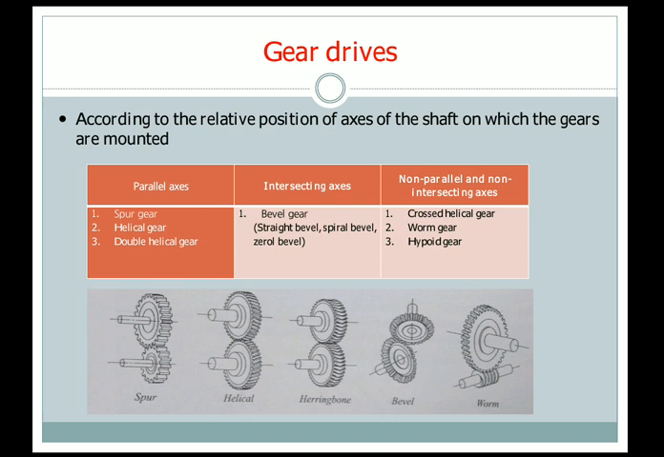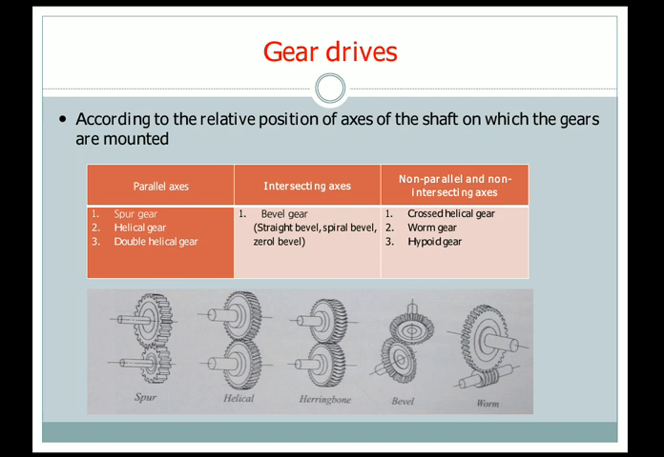The next type is intersecting axis. In intersecting axis, the axes on which the shafts of the gears are rotating intersect each other. In the figure you can see a bevel gear. In that bevel gear, the axes are perpendicular and they intersect each other. In bevel gears also there are different types: straight bevel, spiral bevel, and zerol bevel.